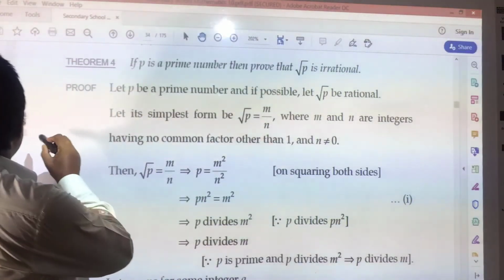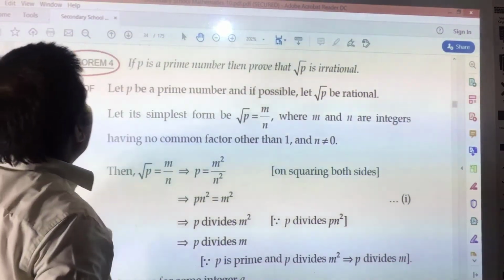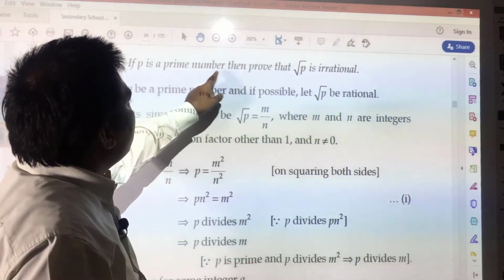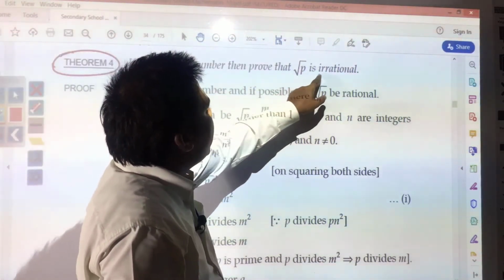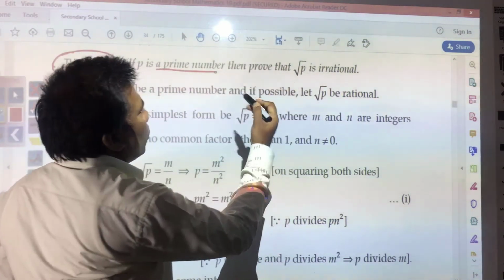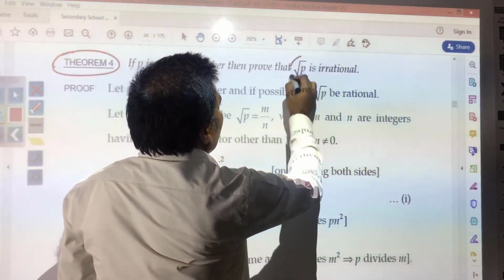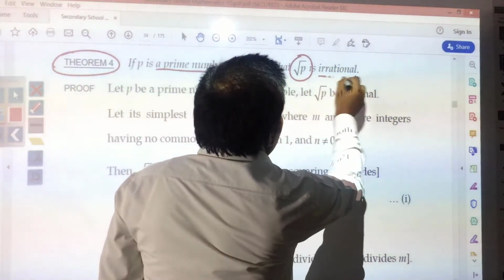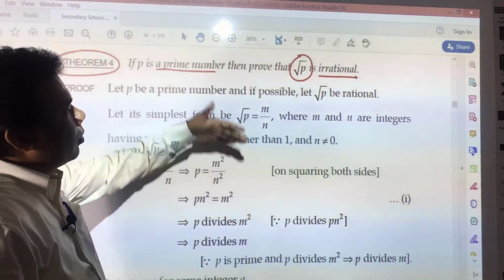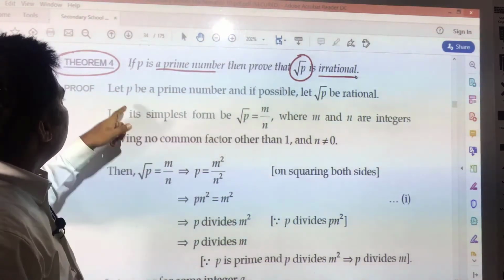Here you have R.S. Agrawal theorem 4, and what has been written: if P is a prime number, then prove that root P is irrational. Suppose P is a prime number, suppose 2, 3, 5, any number you have, then you need to prove that root P is irrational. So, how has it been done? Already you have done this before, in a previous video it was shown. Again you see properly and try to understand.